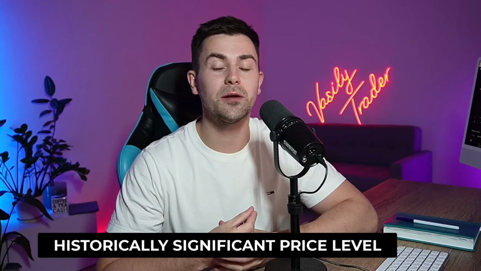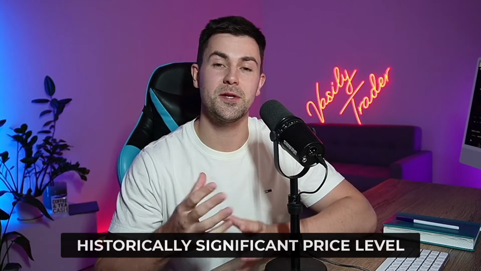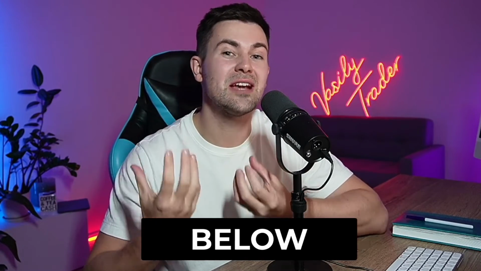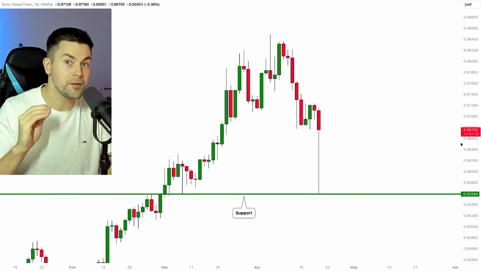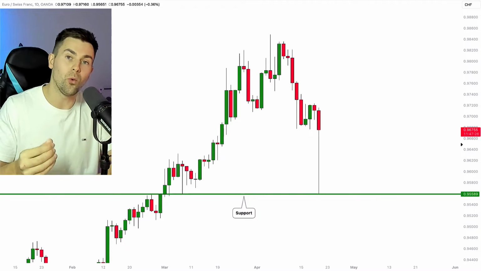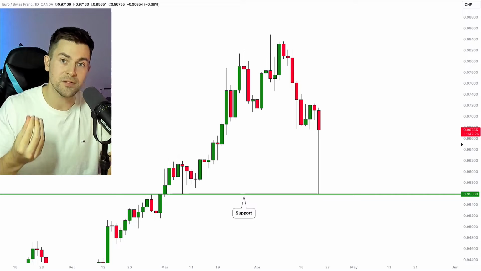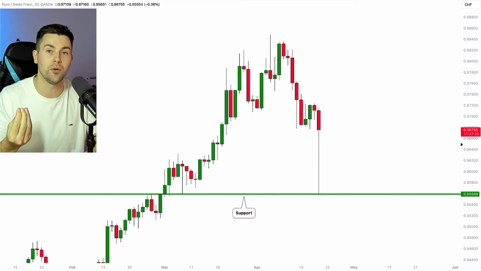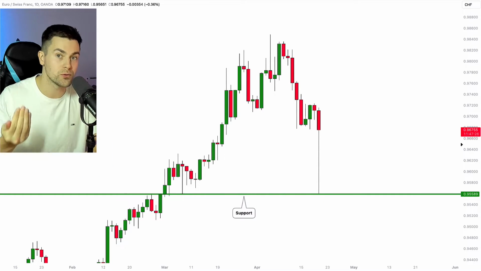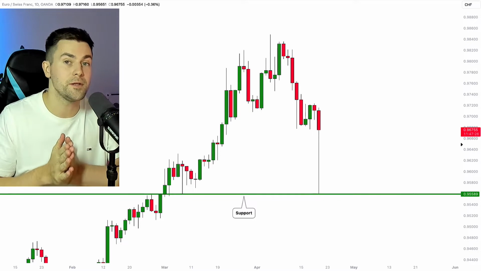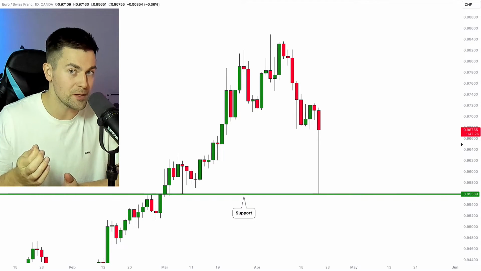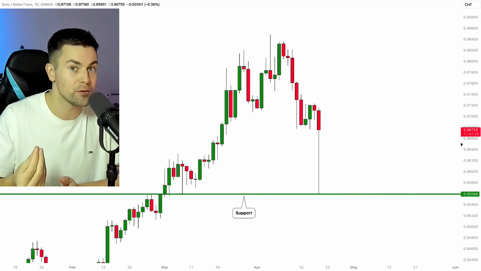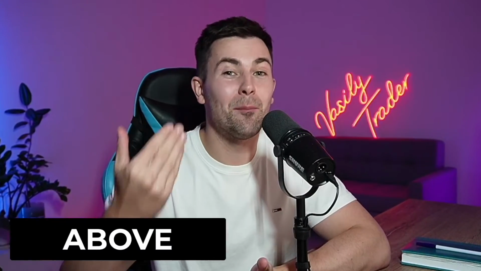Let's start with the definition of a support. Key support is a historically significant price level or the zone that is lying below the current prices of an asset. And here is the example of a key horizontal support. You can see that in the past, that support was respected by the market multiple times, and from that we saw strong bullish reactions. And of course, in future, once the price will test that support, we'll expect a similar bullish reaction.